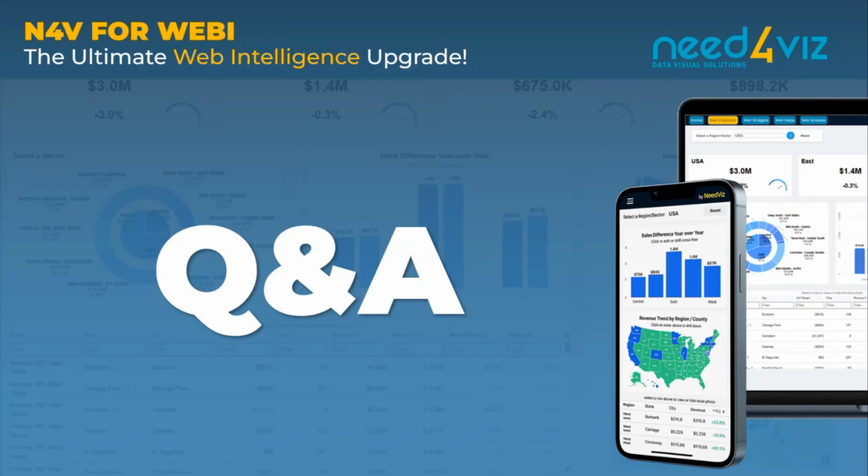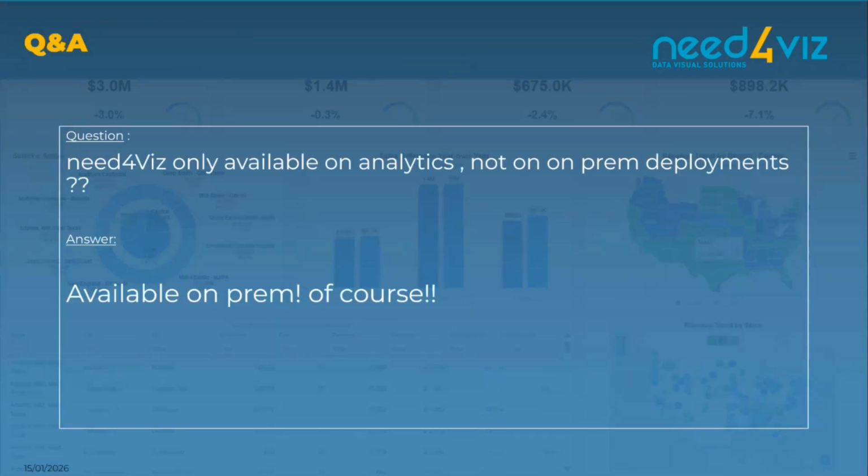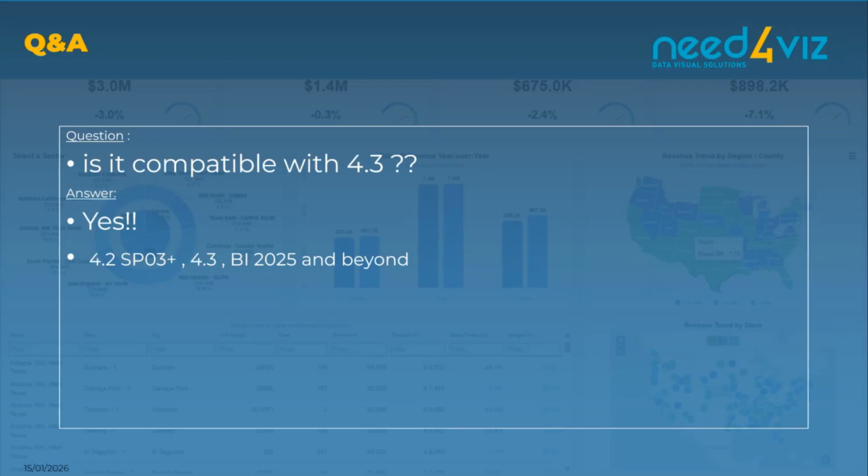So Q&A, hopefully we have some questions that haven't been answered. I tried to answer as many as I could during the chat, so did our friends at SAP and our friends over at Need for Viz. Is Need for Viz only available in analytics, not on-prem deployments? It's available on-prem, absolutely. It's just an add-on.